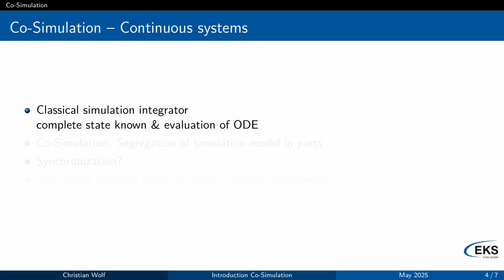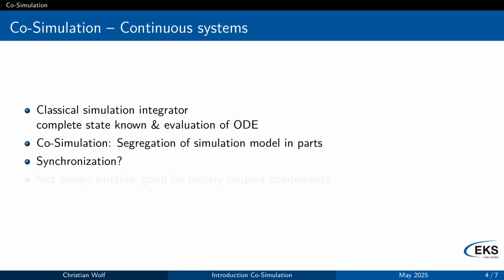In classical integrators, you have the complete state that you know and you have in your RAM, more or less. So you can do arbitrary, what you call random access to whatever variable you want to have. You are not restricted in any case. In co-simulation, on the other side, you separate and you segregate your simulation model into parts, and this synchronization becomes crucial, because only at the points of synchronization you can actually see the complete model, and otherwise you only see part of your model.